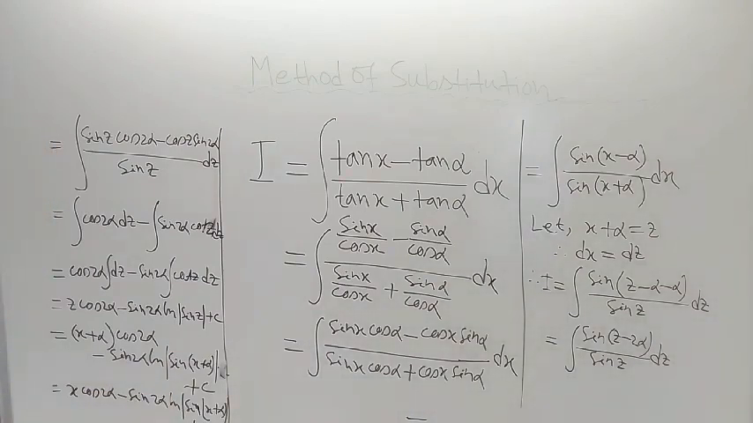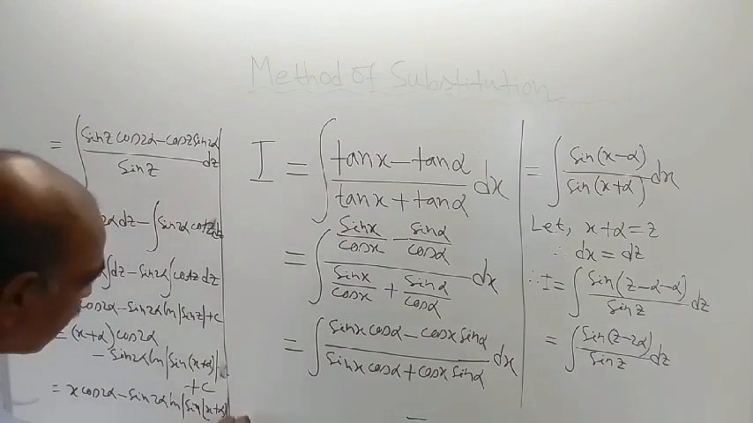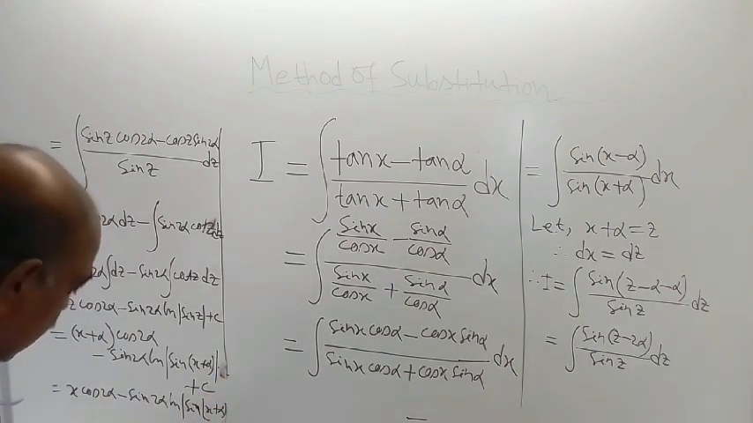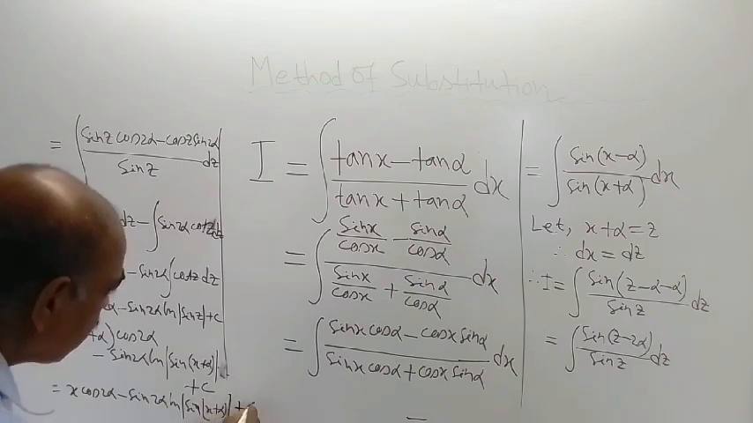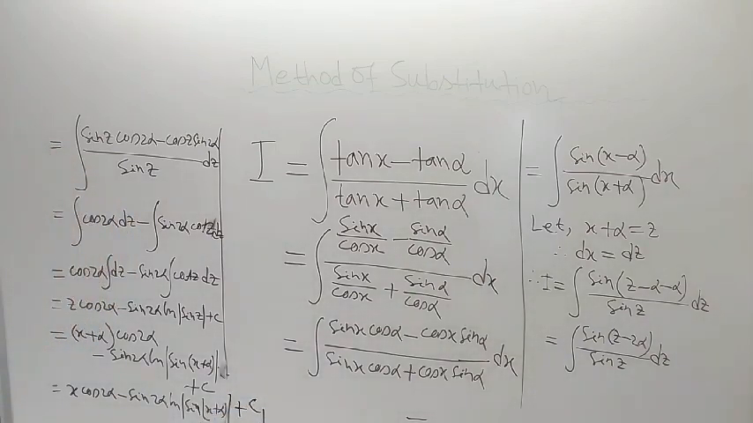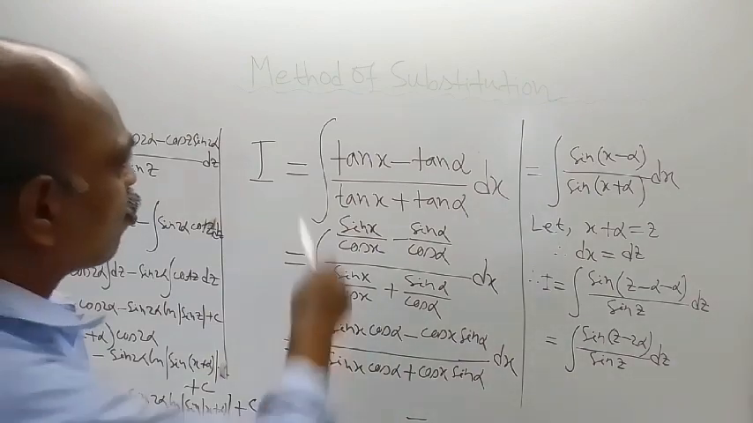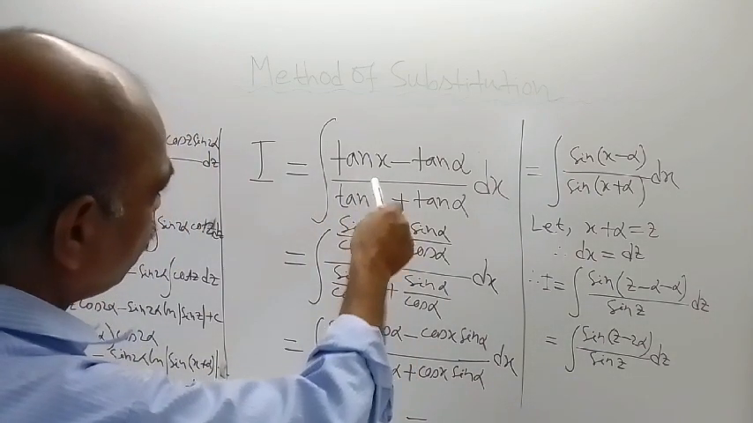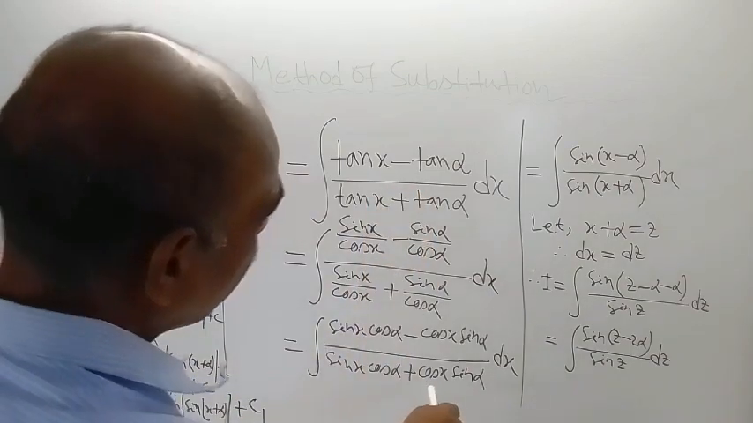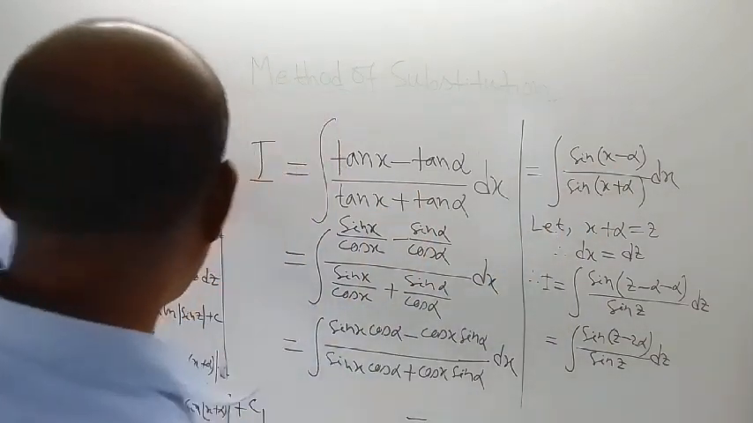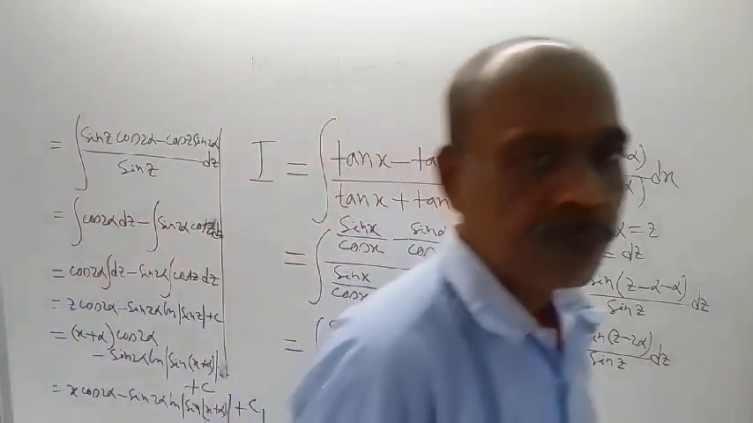Let me again check. Yeah, everything is visible. The c1 part was not visible here, so I am writing here c1, with the mod sign there. Now the lowermost portion is visible. There is no problem. So this was the given problem, and we have proceeded this way. Then these lines are there. So this is the end of this problem.